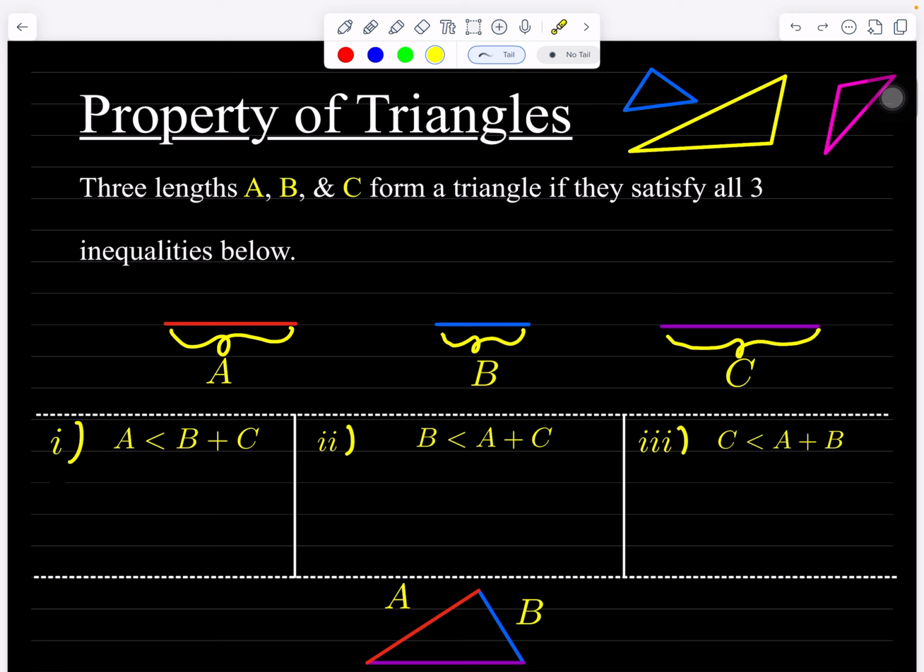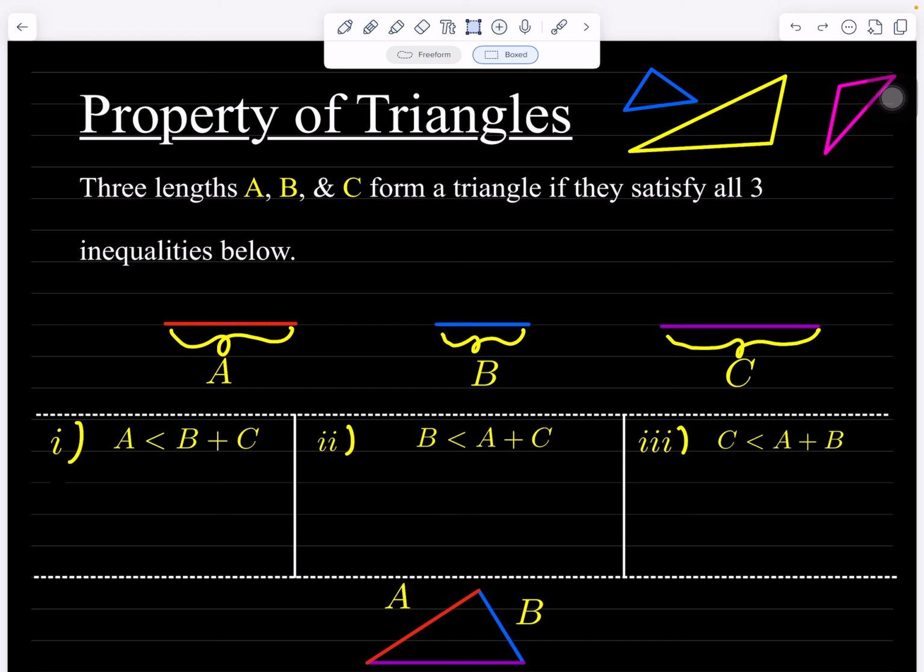So, below I state three lengths A, B, and C form a triangle if they satisfy all three inequalities below. So first, I give you some length for A, some other length for B, and a final length for C, where they are all arbitrary and could be anything. And we must be able to satisfy all three inequalities below, the first being A is less than B plus C, B is less than A plus C, and C is less than A plus B.